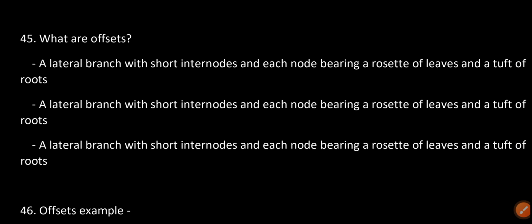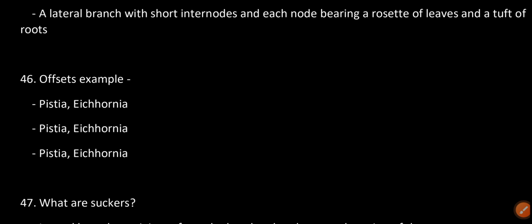What are offsets? A lateral branch with short internodes and each node bearing a rosette of leaves and a tuft of roots. Offset examples: Pistia, Eichhornia.